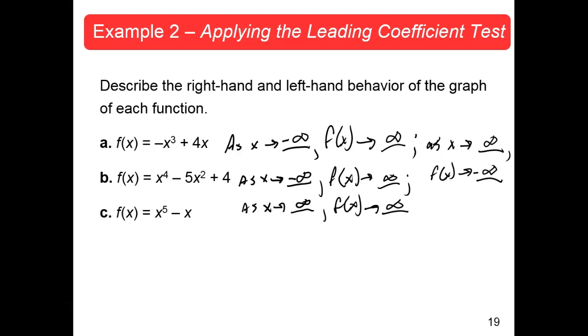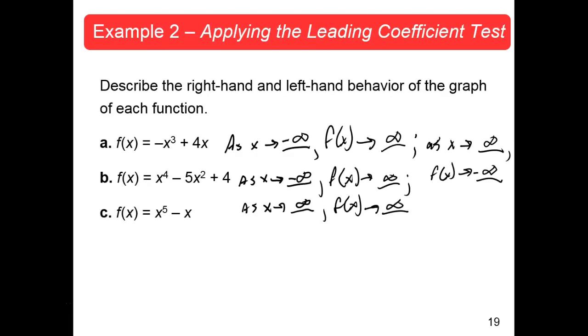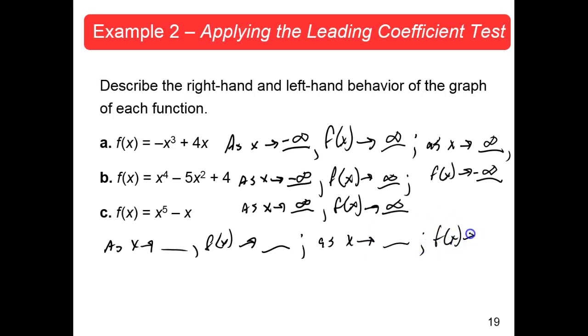All right. Now, let's do this one. F of x is x to the fifth minus x. So we'll do as x goes blank, f of x goes blank. As x goes blank, f of x goes blank. What do I put in every blank? Infinity. Y'all are good. Okay?